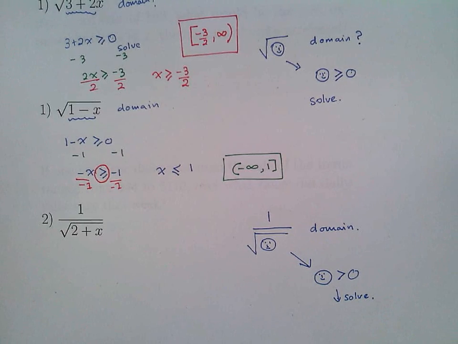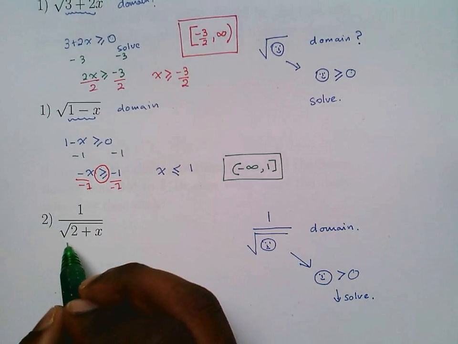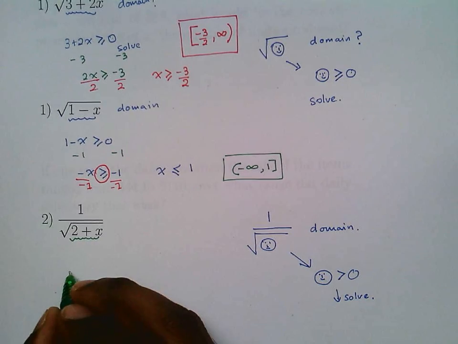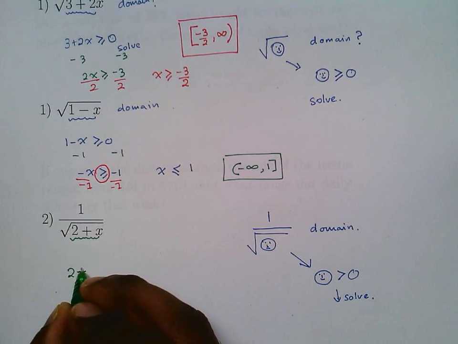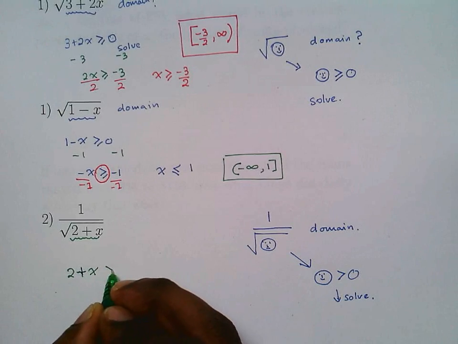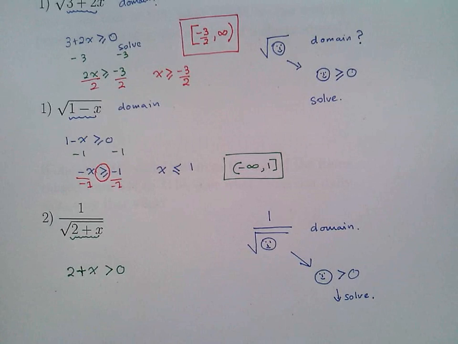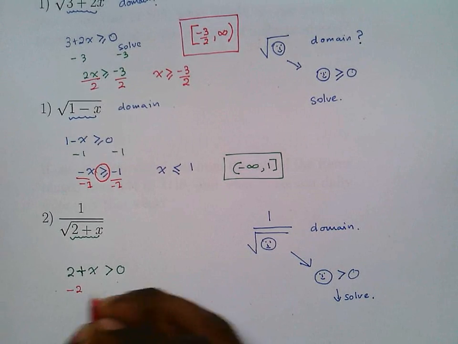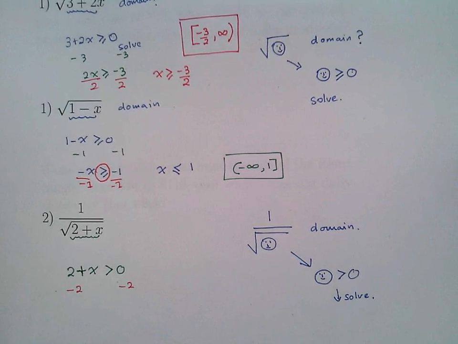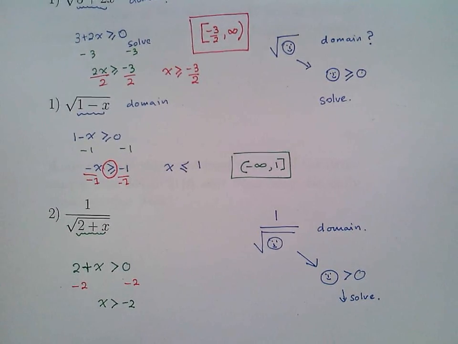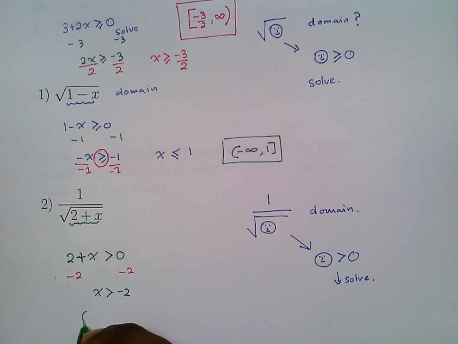Rather than greater than or equal to 0, make it greater than 0 and then solve the resulting inequality. Okay, so I hope you got that. So let's look at how to find the domain of this. So you have this 2 plus x, take that out, and because it's in the denominator, make it greater than 0. And then just solve it. Negative 2, negative 2, so you get x is greater than negative 2. That's it. X is greater than negative 2, that would be from negative 2 to infinity.